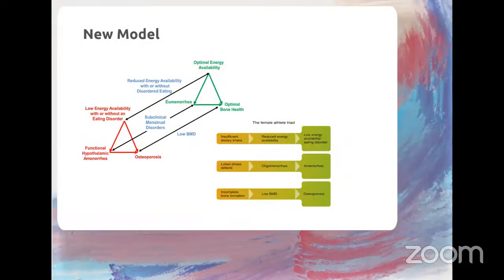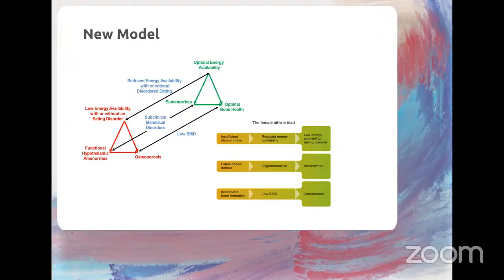Now this is the new model. Female athlete triad doesn't only include low energy availability, osteoporosis or amenorrhea, but also how they lead up to this condition from a normal state. There are various stages in between. It's not that one day an athlete has good bone health and the next day suddenly it's osteoporosis. No, there are so many stages in between, and all these stages are included in this triad in this new model.